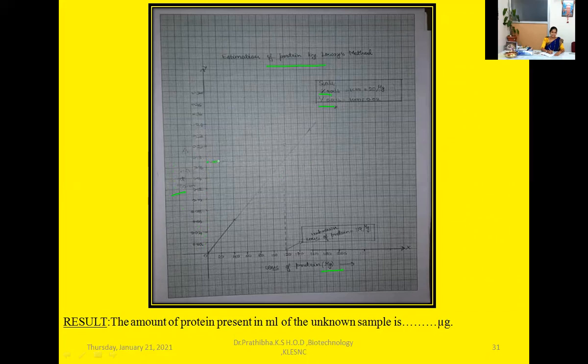Our Soumya plotted this graph. Where the dotted line touched, there you need to draw the perpendicular dotted lines. Wherever this touches, that will be your unknown concentration of the protein. Whatever microgram you got, that you write.